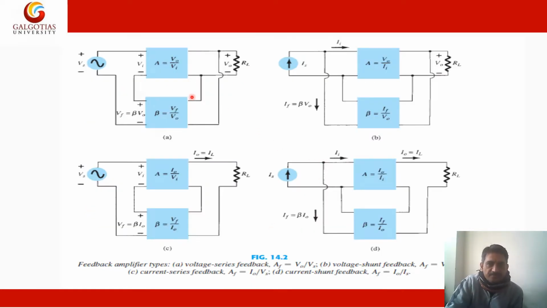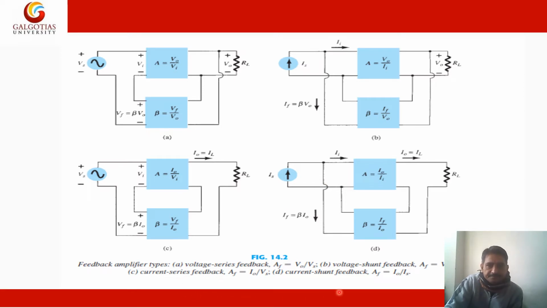So here are the 4 topologies. You can see this is the voltage series feedback. The output voltage is taken and connected in series with the input voltage. Second is the voltage shunt. You can see the output voltage is given in shunt, in parallel with the input. And here If is nothing but beta into V0, where beta is equal to If upon V0.